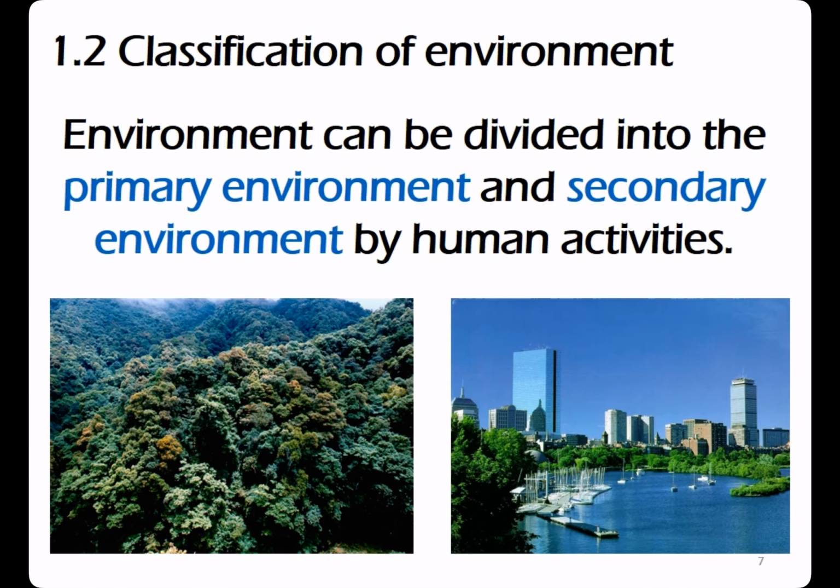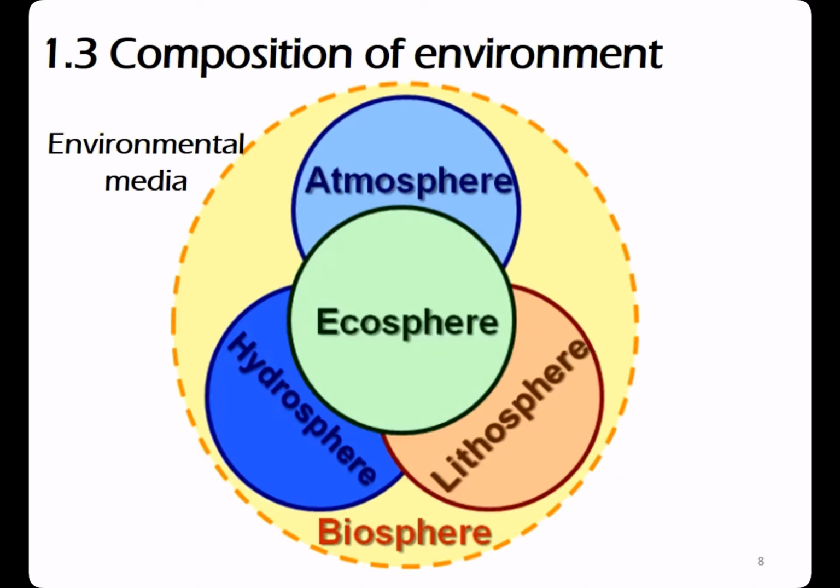Environment can be divided into primary and secondary environment. Primary environment is a natural form, such as forest, and secondary environment is made up by human activities, such as cities. The composition of environment is made up by atmosphere, ecosphere, lithosphere, hydrosphere, and biosphere. We'll talk about them one by one.